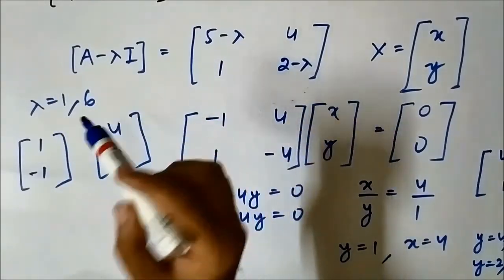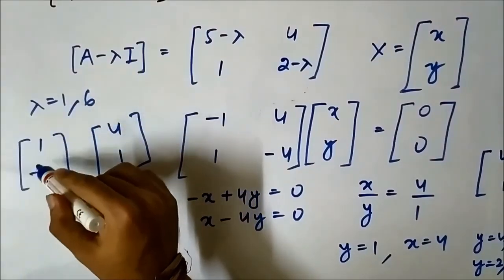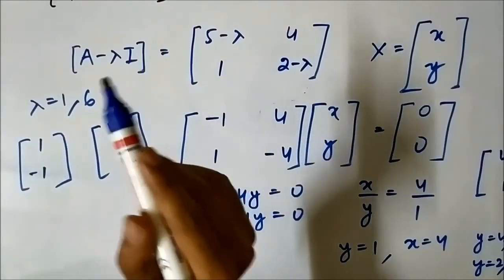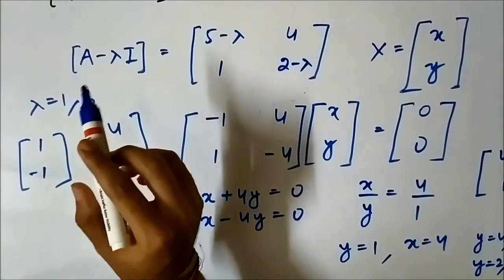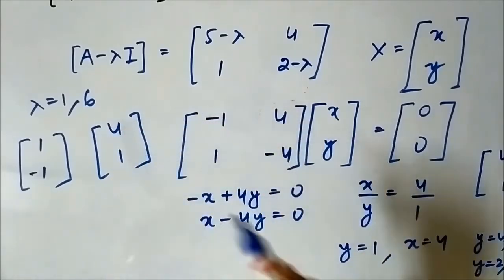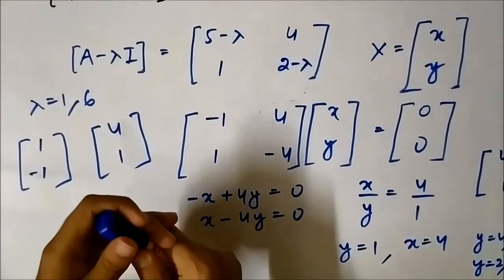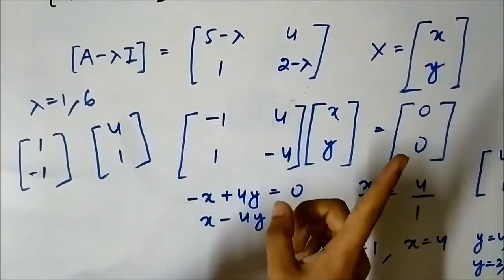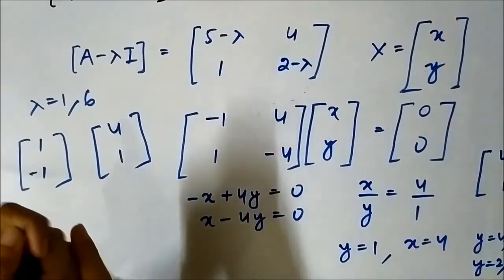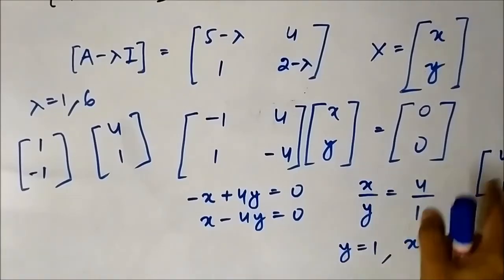There can be many eigenvectors, but we have to pick the simplest ones. So for lambda is equal to 1, one of the eigenvectors is 1 and minus 1, and for lambda is equal to 6, one of the eigenvectors which we have determined is 4 and 1. So this is how you determine the eigenvectors of a particular matrix. First determine the eigenvalues, then you check the relationship Ax is equal to lambda x or (A minus lambda I) into x is equal to 0.